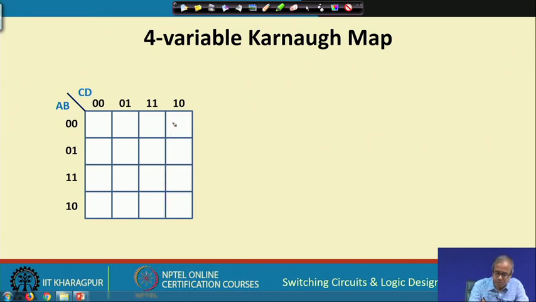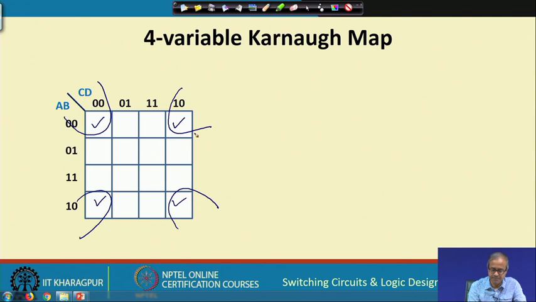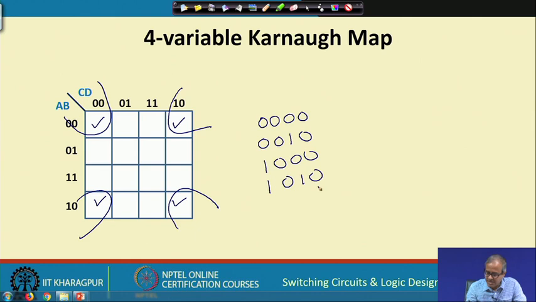Now, I talked about the four corner cells. Suppose there are true minterms in the four corner cells, they are also considered neighbors. So, I can make a big cube of size 4 using the four corner cells, which you show like this. How? Let us write down and see. This cell corresponds to 0 0 0 0, this cell corresponds to 0 0 1 0, the left one corresponds to 1 0 0 0 and this one is 1 0 1 0. You see, last variable is always 0, second variable is always 0, the first and third are changing. So, same way, first and third will cancel out and this will be equivalent to B bar D bar.